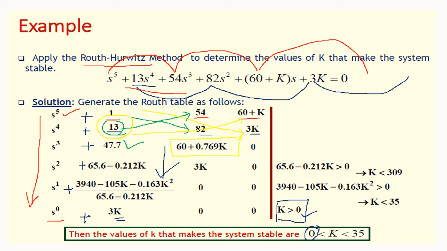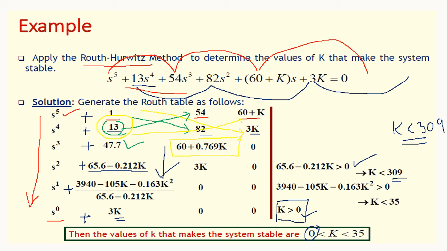To find the limit of second, we can see that this condition should be greater than 0, that is 65.6 minus 0.212k should be greater than 0. Then the k value we get is 309. So the upper limit of this system is k should be less than 309.